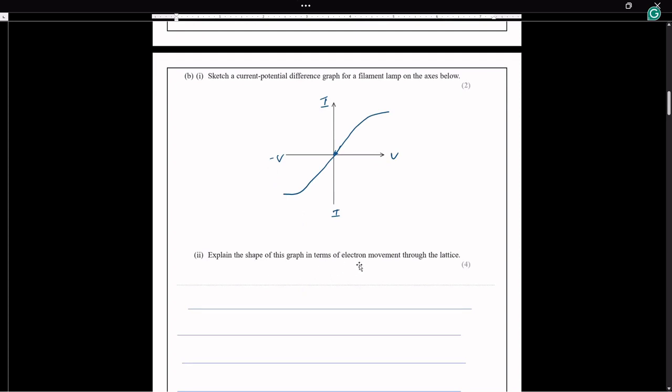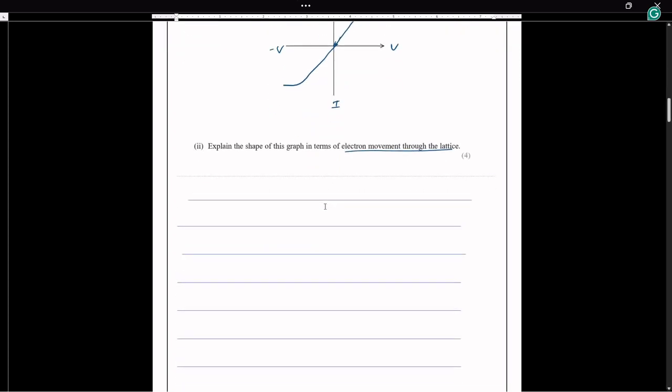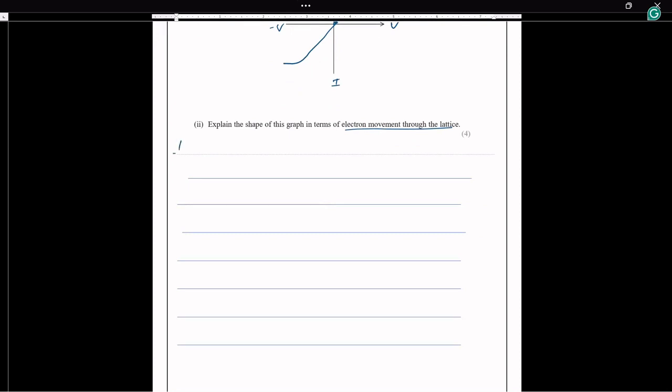Explain the shape of this graph in terms of electron movement through the lattice. So as you see, initially when the PD increases, that means the voltage increases, current is increasing. As a result, the temperature increases due to heating effect of current. Okay, so let us write it step by step. So we can write initially as voltage increases, I increases. This voltage only we call it as potential difference PD. As voltage increases, current increases.